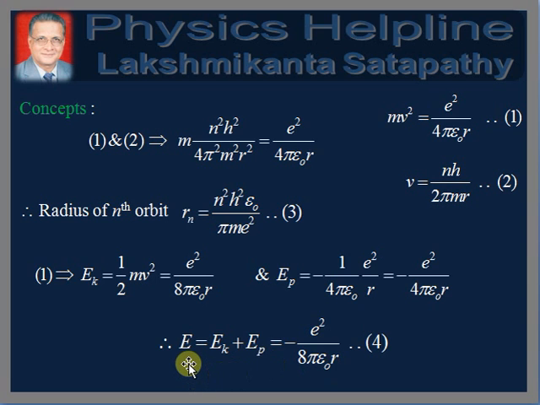Therefore, total energy E is equal to sum of kinetic energy and potential energy. We observe that the kinetic energy is half of the potential energy. Kinetic energy is positive and potential energy is negative. Therefore, the total energy E will be equal to minus e square divided by 8 pi epsilon 0 r.